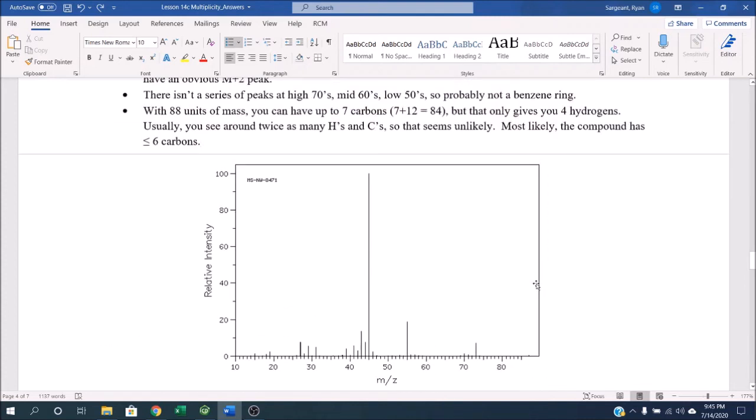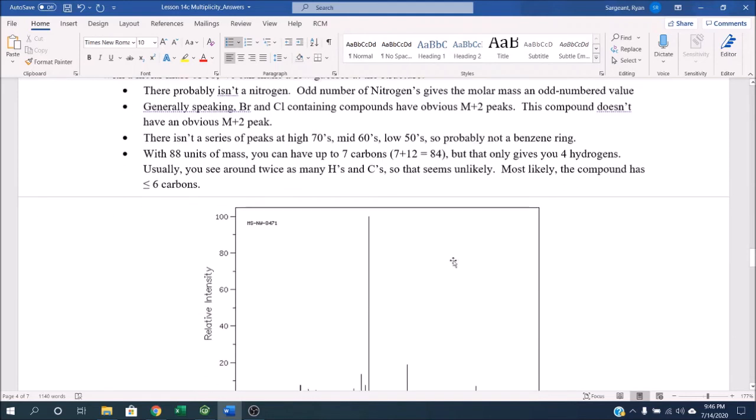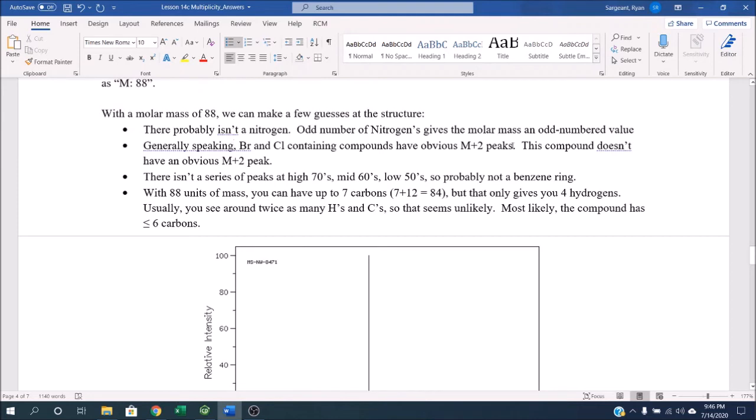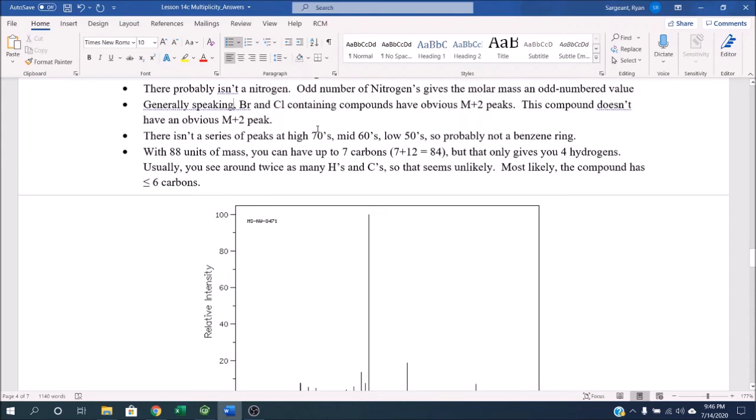Okay, so because I know the compound has a mass of 88, it is an even numbered value. An even numbered value would suggest that it's probably not a nitrogen. Nitrogen gives your molar mass an odd numbered value, or at least an odd number of nitrogens, and I'm going to hope I didn't come up with an example where I gave you multiple nitrogens. There doesn't appear to be any M+2 peaks in here. Bromine and chlorine have obvious M+2 peaks. I'm barely even seeing the M peak, not seeing any M+2 peaks, so it doesn't seem like there's a bromine or a chlorine in the compound.